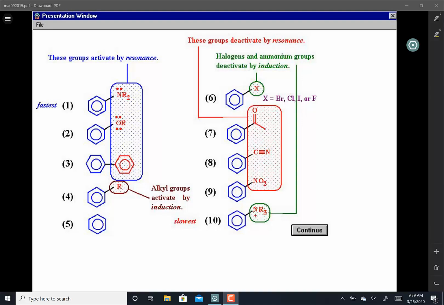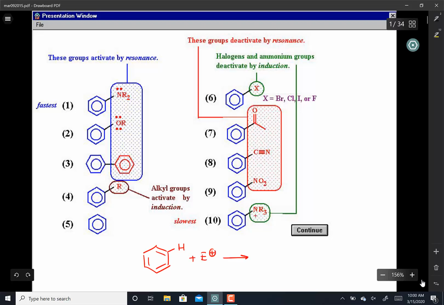Okay, remember that when we last met, we talked about the idea of adding groups to the benzene ring and determining whether or not they cause the benzene ring to react faster in electrophilic aromatic substitution. Remember that in electrophilic aromatic substitution, I'm going to take a benzene ring, add my electrophile to that, and ultimately I'm going to end up substituting the electrophile for a hydrogen on the ring.